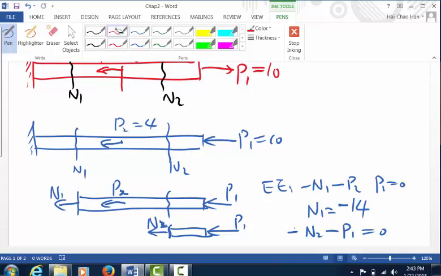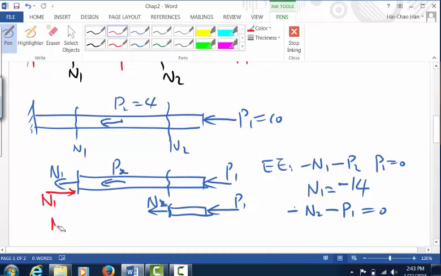But based on this situation, I know if you keep pushing, then this will be compression, right? That's kind of common. So I judge, okay, this should be this way, and I label N1 this way. That's fine. But as long as you stick to it, whatever your judgment, you put it there, don't change in the middle of the solution process. Keep it that way. What if you use this one? Then you will find out N1 will be equal to positive 14, right?